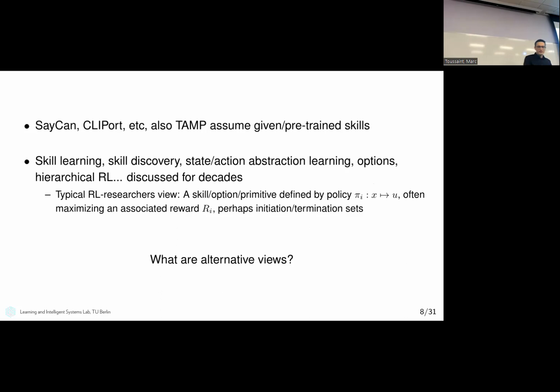And a classical conception of how you formalize skills and options and motor primitives is by a policy, and then you might have an initiation and termination. So I'm not criticizing all of that work. I think that's great, and people should continue doing that. But I'm wondering what is an alternative view of representations on the action level side.